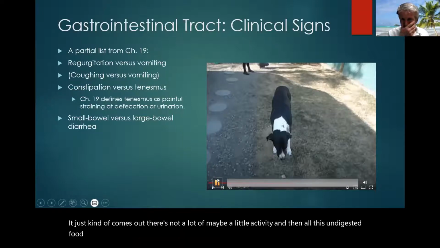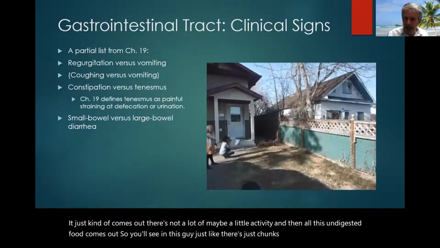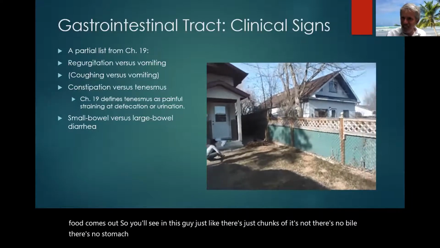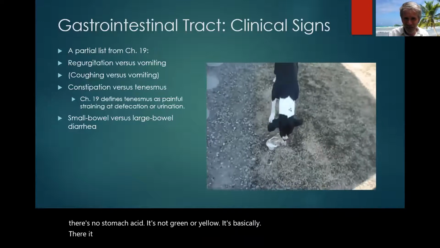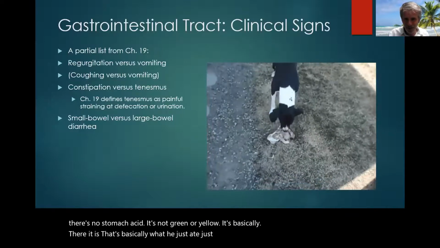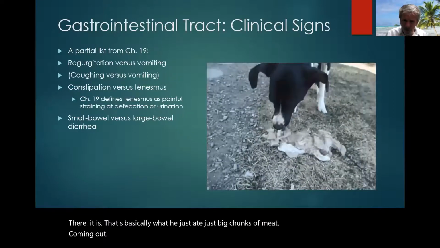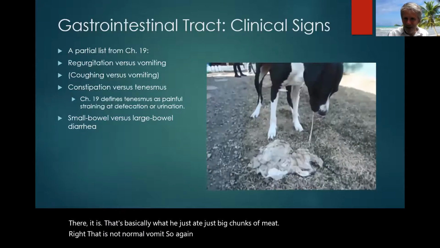So you'll see in this guy, there's just chunks of food, there's no bile, there's no stomach acid, it's not green or yellow. It's basically what he just ate, just big chunks of meat coming out. Right? That is not normal vomit. So again, regurgitation is a passive event.